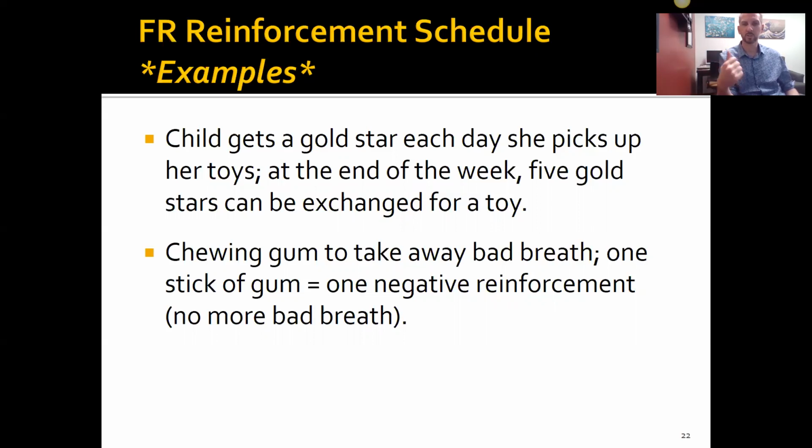So each day she gets a little sticker to sort of symbolize that she's on her way to get a toy, but what really matters is the toy itself. So the fixed ratio is 5. Every 5 times you have a behavior, in this case picking up the toys, you get a toy. Another example, chewing gum to take away bad breath, 1 stick of gum equals 1 negative reinforcement, so you have no more bad breath. So that's a fixed ratio of 1.